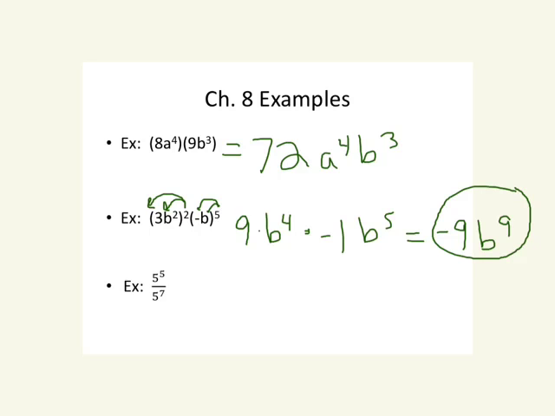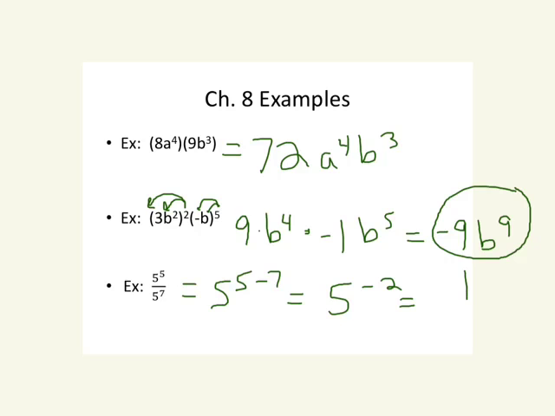Our third example here from chapter 8 gives us 5 to the 5th divided by 5 to the 7th. Whenever we're dividing, we subtract our exponents. So I'm going to take 5 minus 7 to get 5 to the negative 2nd power. Now remember, we cannot have negative exponents.